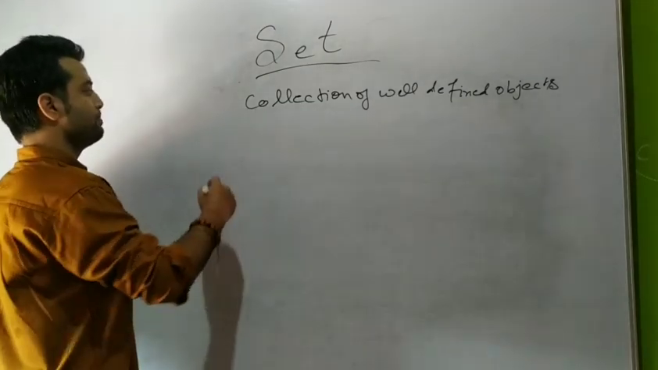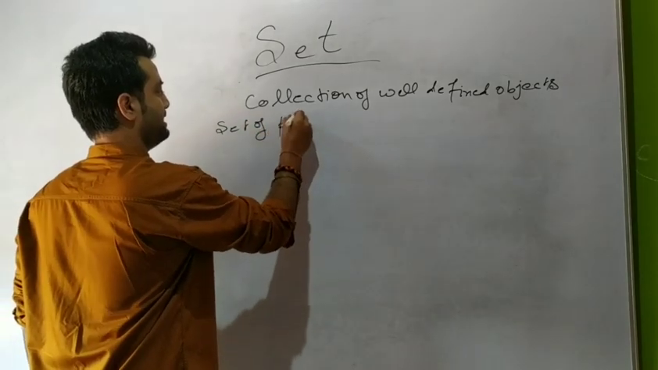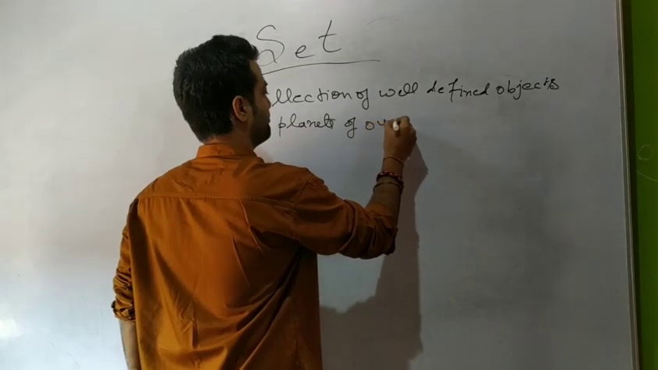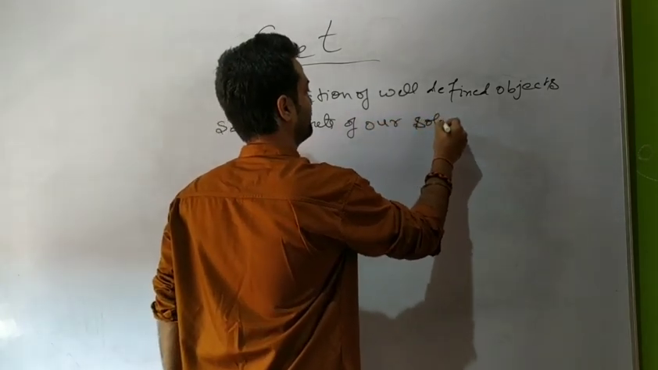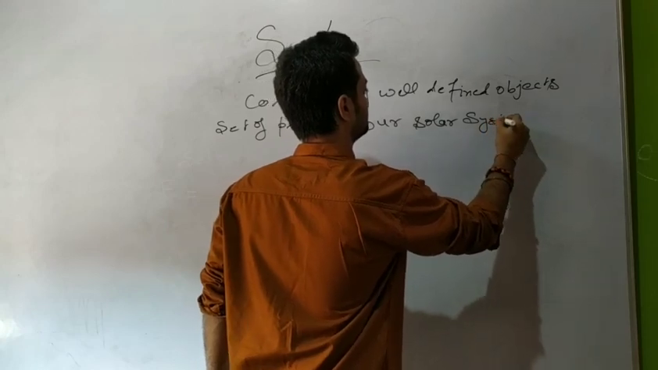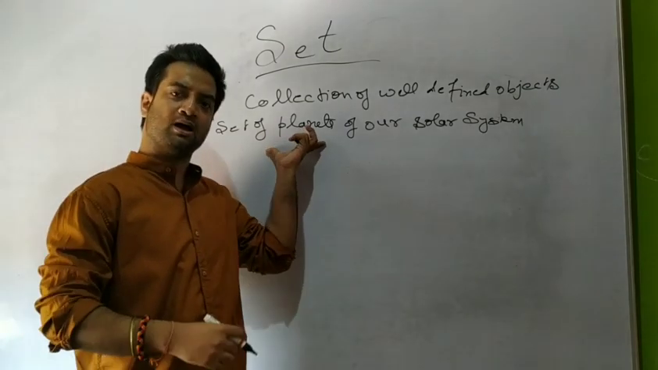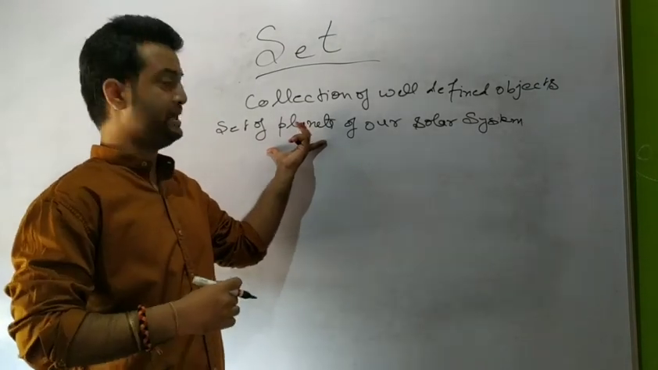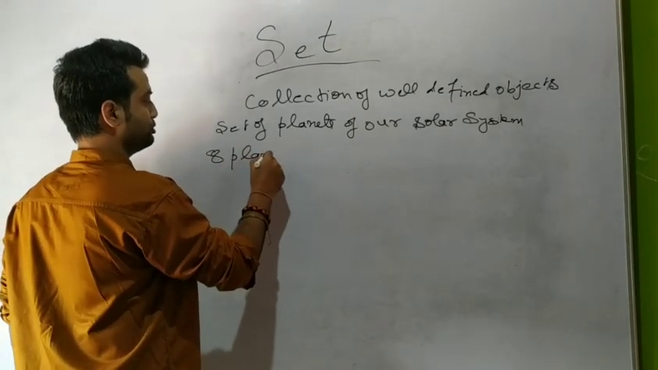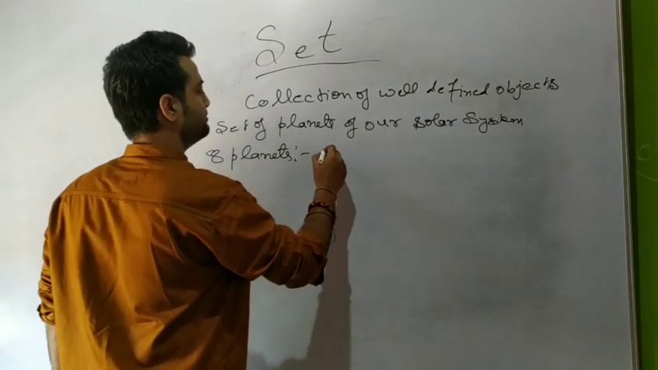Like if I ask you for a set of planets of our solar system. Planets of our solar system are well defined. There are right now 8 planets in our solar system that are considered. As you know, Pluto was excluded. 8 planets, which are these?